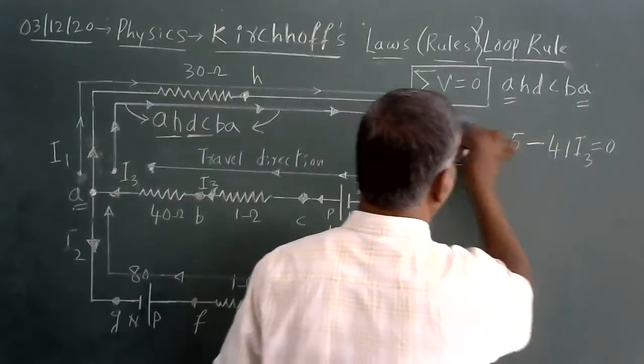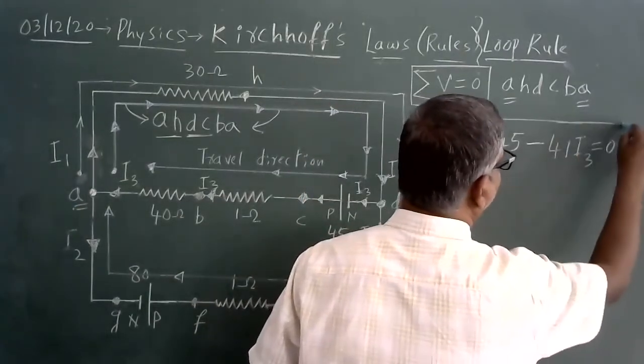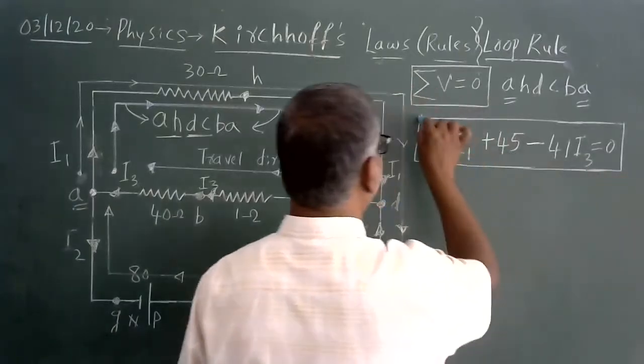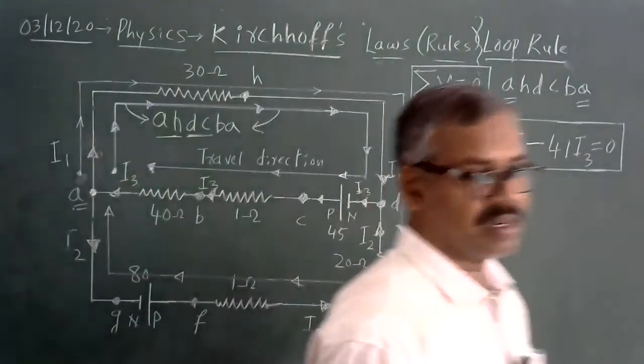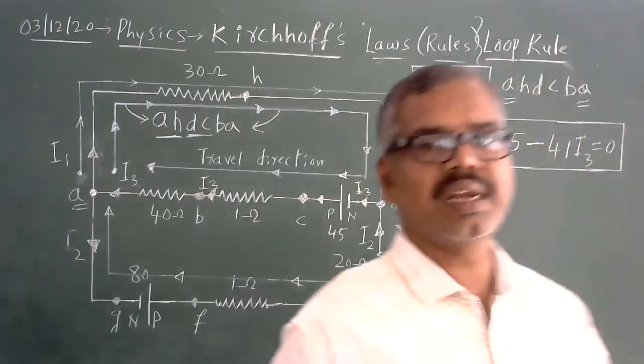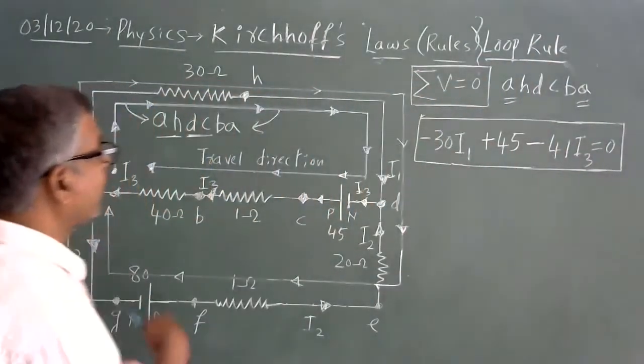This is called an equation written for the electrical circuit for the loop, the first loop. Yes, this is the first loop related explanation. Now, similarly, let me write an equation for another loop.